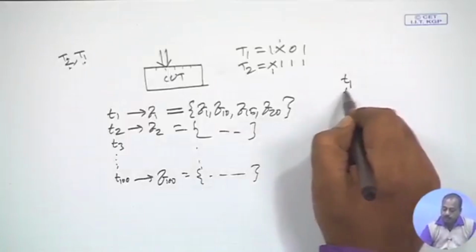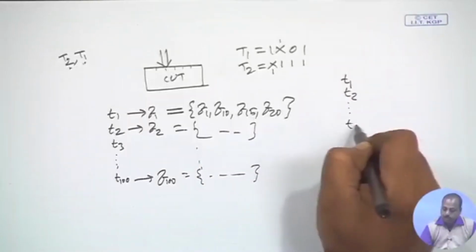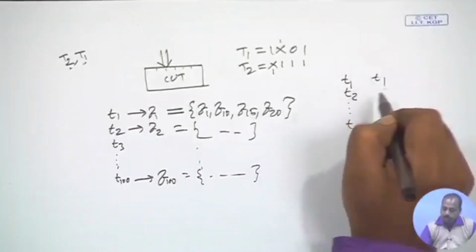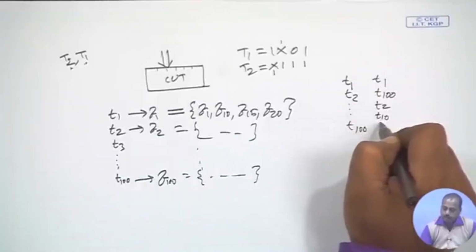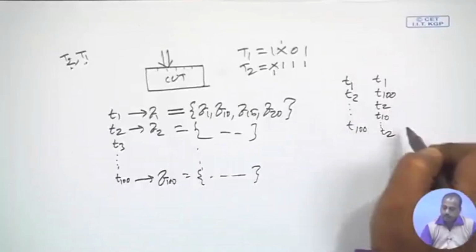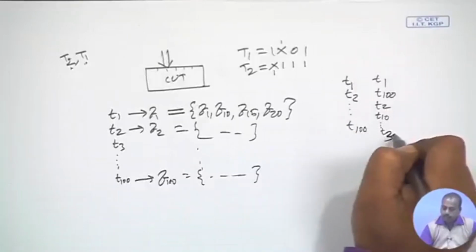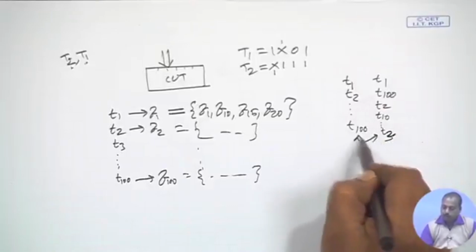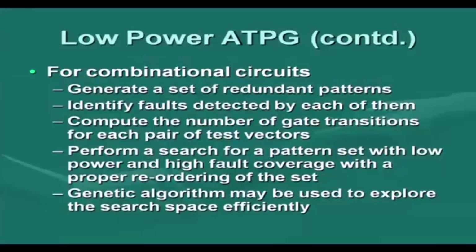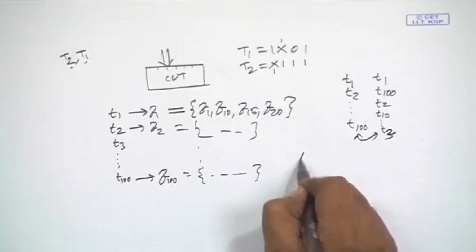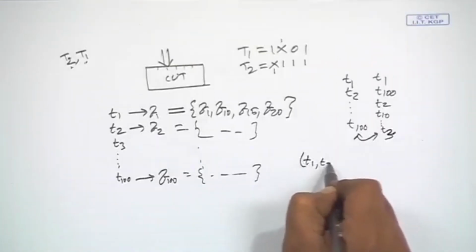So, somebody applying patterns in this sequence T1, T2, T100, and another person applying it in this sequence T1, T100, then T2, then T10, then finally T3 at the end. So, if all the patterns are applied to a combinational circuit, the fault coverage will remain unaltered. So, we compute this type of transitions, like first T1 followed by T2.